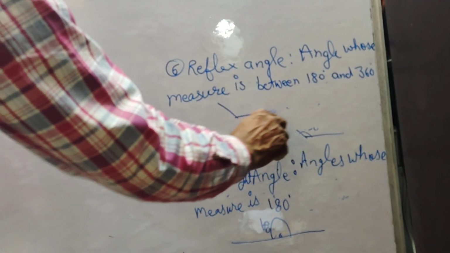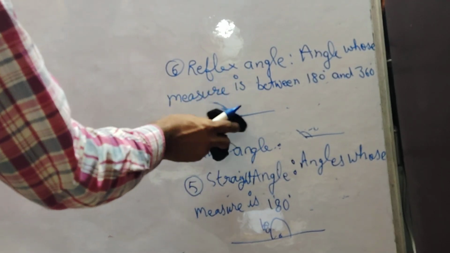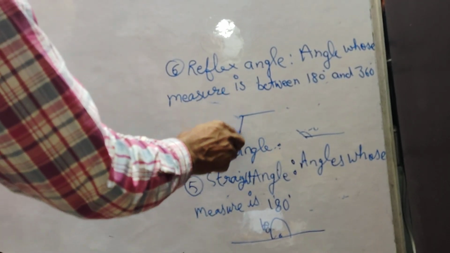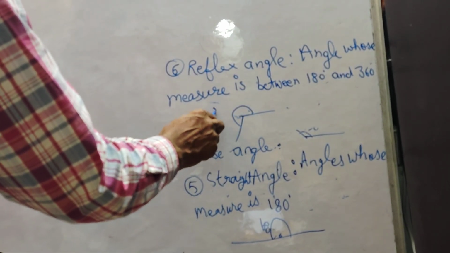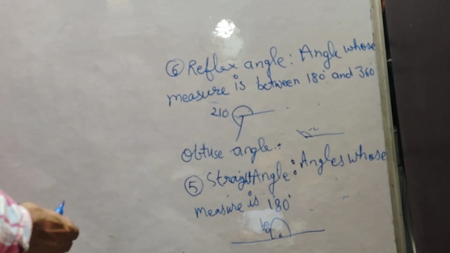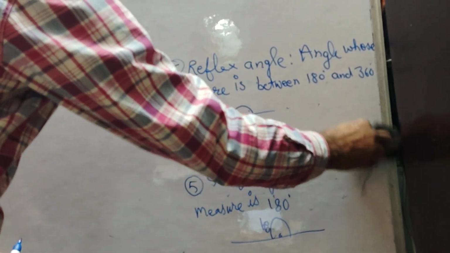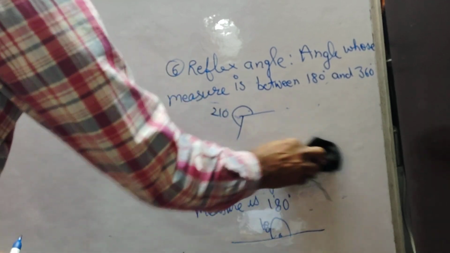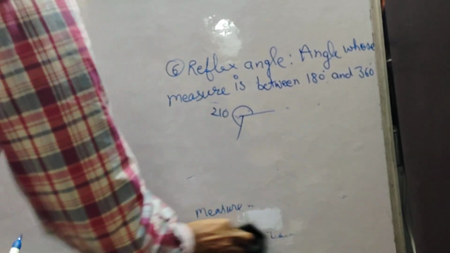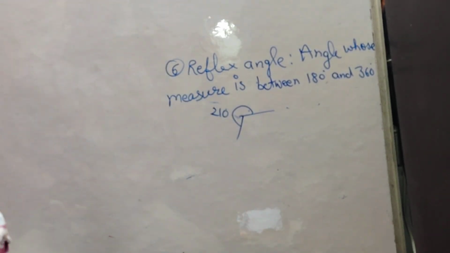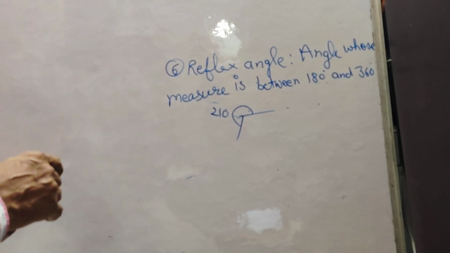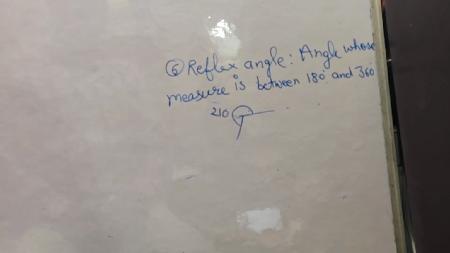Can you tell 210 degrees? This is a reflex angle, 210 degrees. Here is an example. We cannot measure a reflex angle directly by a protractor, because a protractor can measure a maximum of 180 degrees and a reflex angle is more than 180 degrees.